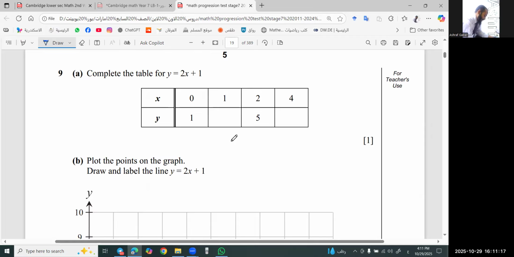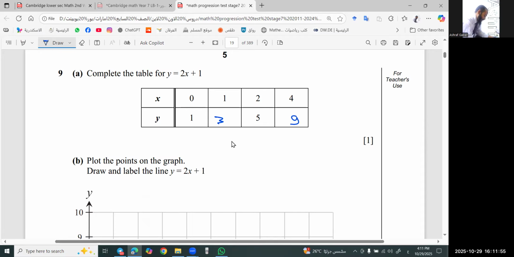Complete something like this. How can we complete the table? Okay. So it says y equals 2x plus 1. So if x was 1, then 2 times 1 is 2, plus 1 is 3, so that's 3. That's right. And 2 times 2 is 4 plus 1 is 5. 2 times 4 is 8, plus 1 is 9. Yeah, but this is 3 and this is 9.